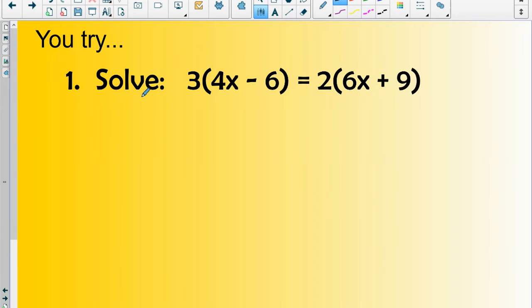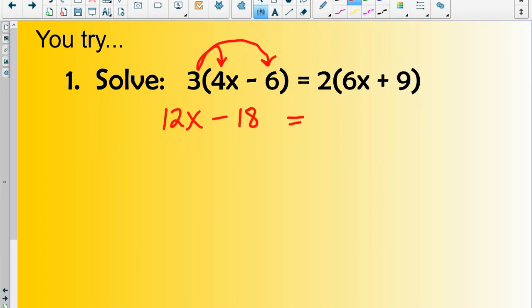All right, so let's check and see how you did. The first thing I would do on a problem like this is go ahead and distribute on both the left-hand side and the right-hand side of that equal sign. So on the left-hand side, we're distributing the 3 by multiplying it into the parentheses. So 3 times 4x would give you 12x, and 3 times negative 6 would give you negative 18. So that's the left-hand side of the equal sign.